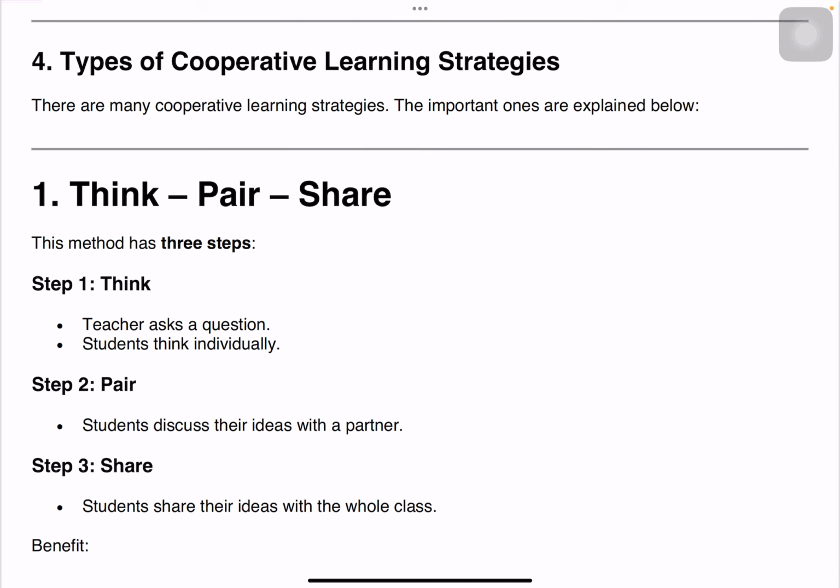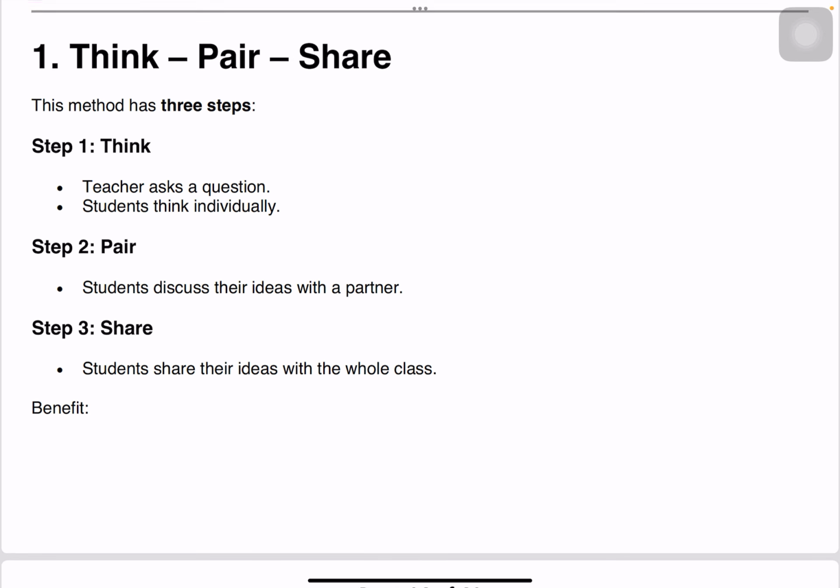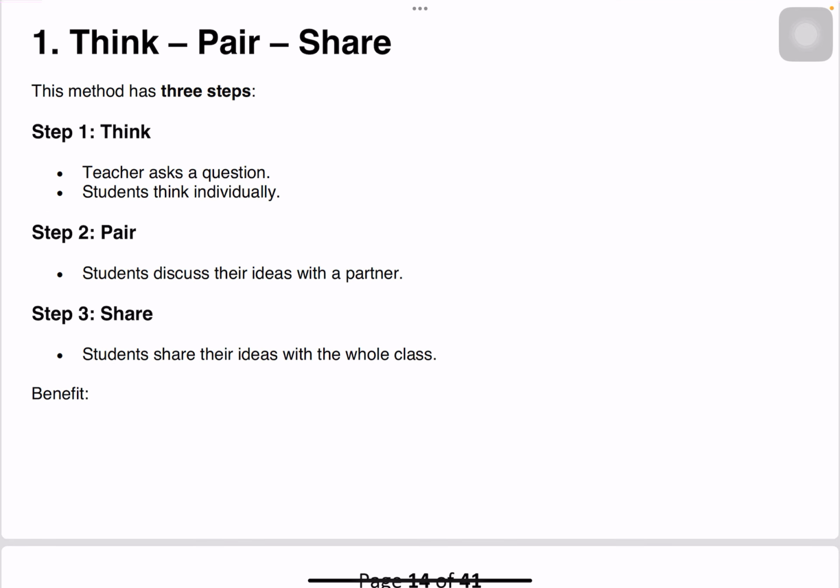Types of cooperative learning strategies. There are many cooperative learning strategies. The important ones are explained below. Number one, think, pair, share. This method has three steps.